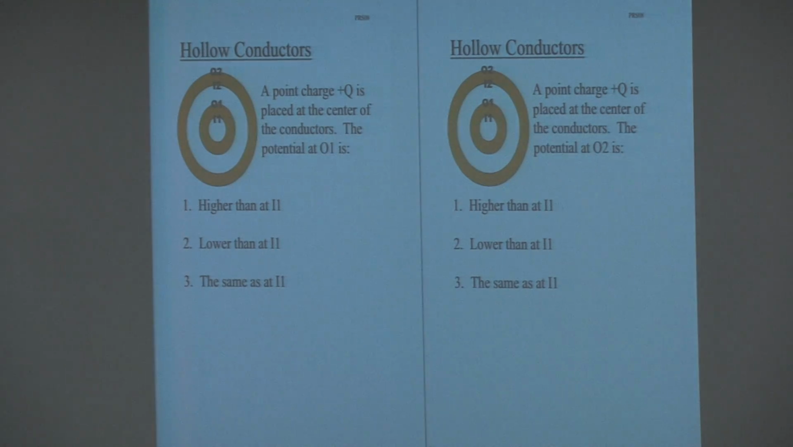It's the same system of conductors, and we put this point charge over there. The potential at O1, at this point. O1 is the outer surface of the inner conductor. So basically you are comparing the potential at the outer surface of the inner conductor and the inner surface of the outer conductor.